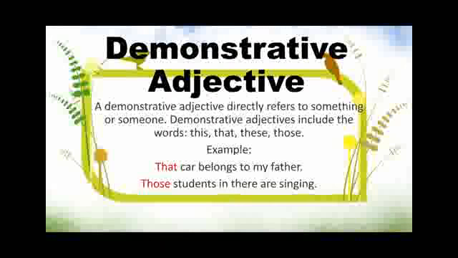Demonstrative adjectives are adjectives that point at or refer to a particular thing. Okay, they make reference. So they are usually this, that, those, and these. They are 4 in number. Example, that car belongs to my father. When you're pointing at something that is far from you, you use that for singular. If it's plural, you use those. If it's close to you, you use this or these for the plural form. Those 4 words are demonstrative adjectives.